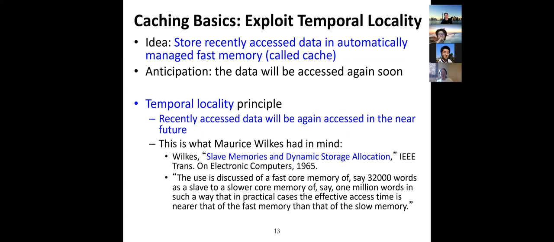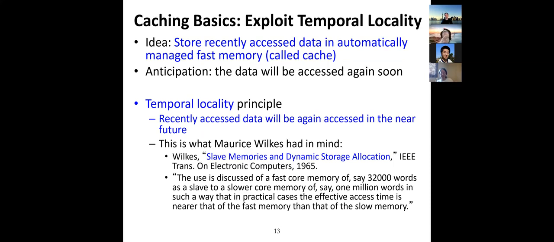And this is essentially what the inventor of the cache, Maurice Wilkes, said about memories. They didn't have the name cache back then. They were called slave memories. Back then, there was just the memory and the tape, right? And essentially what he says is not actually far from what we're saying right now. His observation is that the user can think of a fast core memory of, say, 32K words as a slave to a slower core memory of, say, 1 million words, in such a way that in practical cases, the effective access time is nearer that of the fast memory than that of the slow memory.